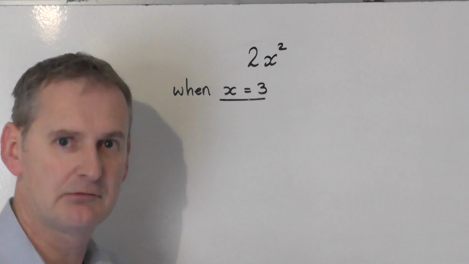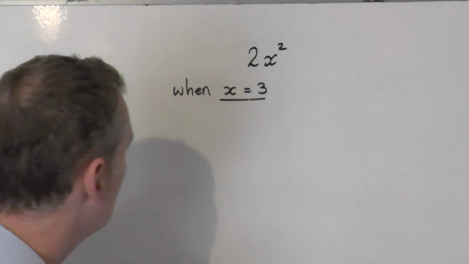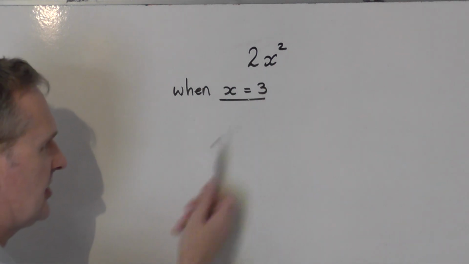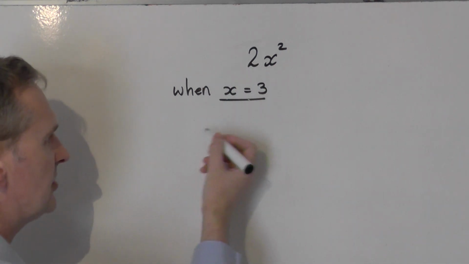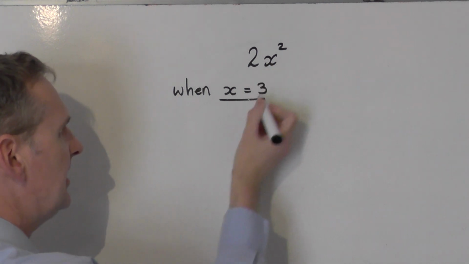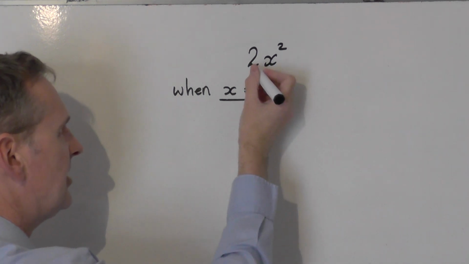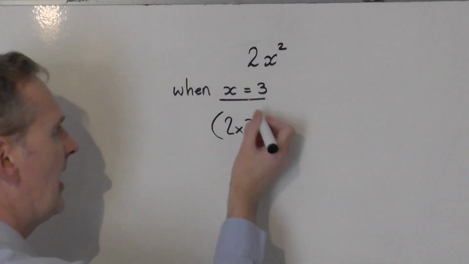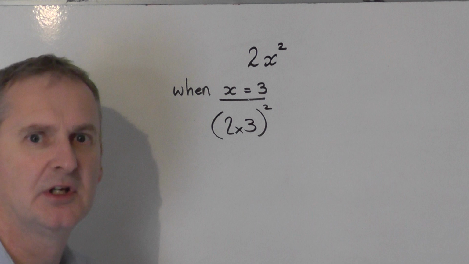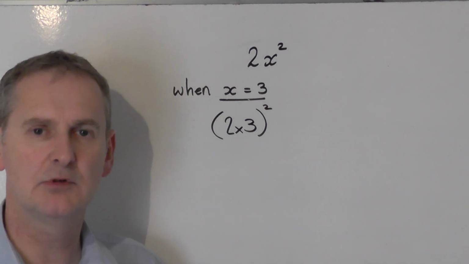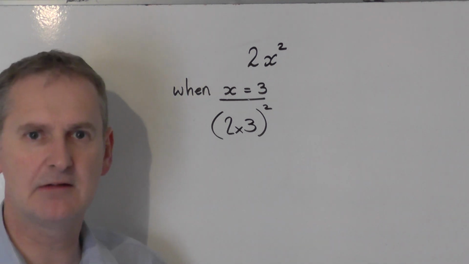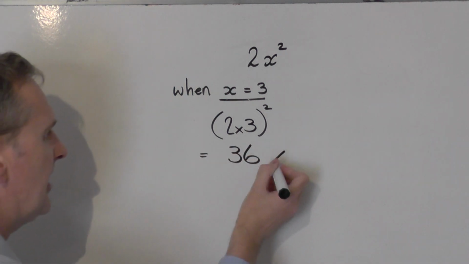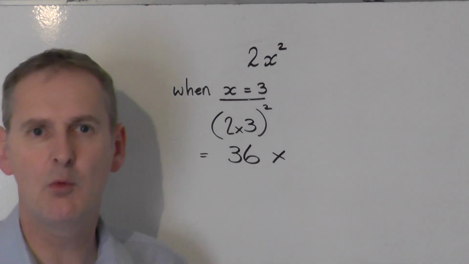This is the incorrect method first. When you are dealing with 2x squared and you're working out what 2x squared is when x is 3, this is what many students do. They take the x value, which is 3, and they say 2 lots of 3. So they work out 2 times 3 first, and then they square it afterwards. So you get 2 times 3, which is 6, and then they square it to get an answer of 6 sixes, 36. Now that is the wrong answer. That is not what you should be doing.